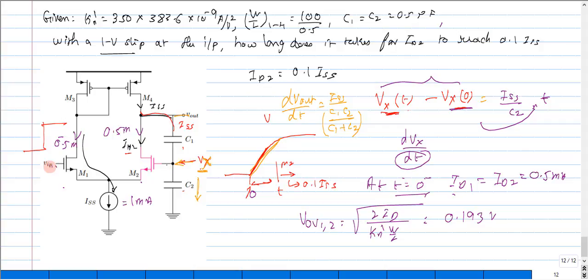Okay. Now let us go to a time period at time equals t. So at this particular time, at time equals t, we have right now ID2 equal to 0.1 times ISS, whereas the remaining current has to flow through ID1, which is equal to 0.9 times ISS, right? So this is at this particular time in action.